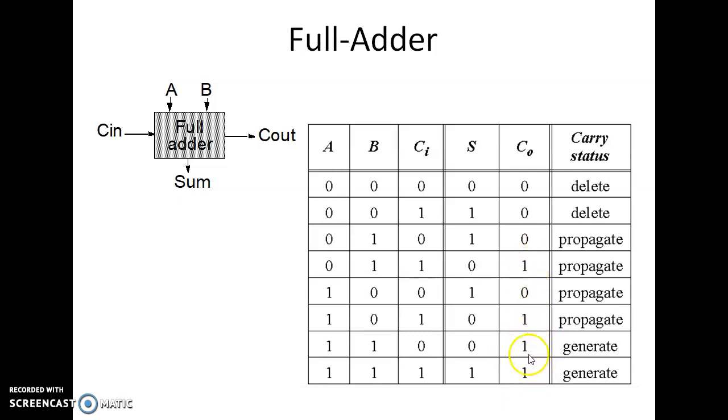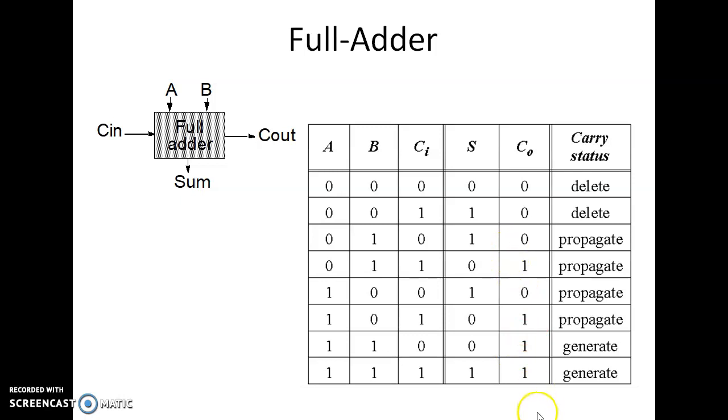Carry will be 1 either when G is 1. So that means A is 1, B is 1. So G plus PCI. G means this. Plus PCI means P will be 1. P must be 1 in these 4 cases. P must be 1 and CI also should be 1. So in that case we will have the carry as 1. So in all these 4 cases, P is 1. But C is 1 in which case? Only in these 2. So in those 2 cases only we are having the carry.